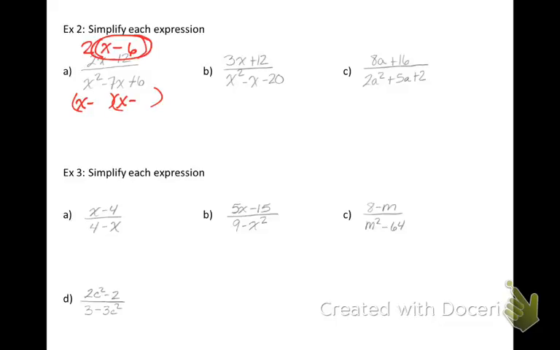What are the factors of 6? 2, 3, 6, and 1. If I add 2 plus 3, I would get 5, but 6 plus 1 equals 7, so I'm going to use 6 and 1. Now, do I have anything that's similar on the top as on the bottom in a set of parentheses? X minus 6. So I can erase the x minus 6 on both. Okay, so what's going to be on top? 2. What's on the bottom? X minus 1. There you go.